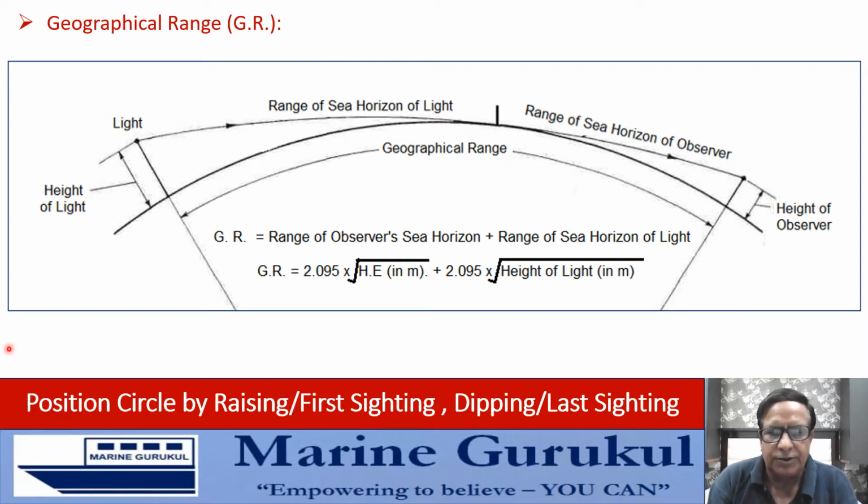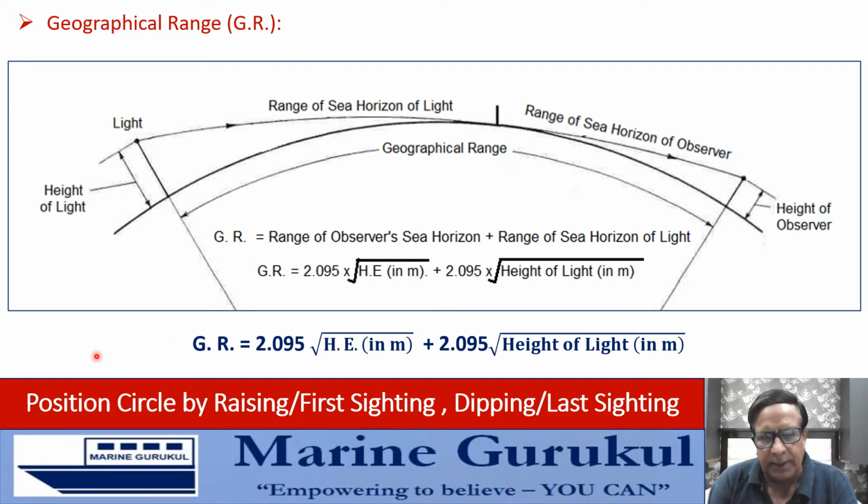This geographical range can be calculated in nautical miles by a simple formula: 2.095 into square root of height of the eye, or height of the observer, in meters, plus 2.095 into square root of height of light in meters. The geographical range so obtained would be in nautical miles. So please be careful about the units. Geographical range shall be in miles, heights have to be in meters. That's how this factor of 2.095 is justified.